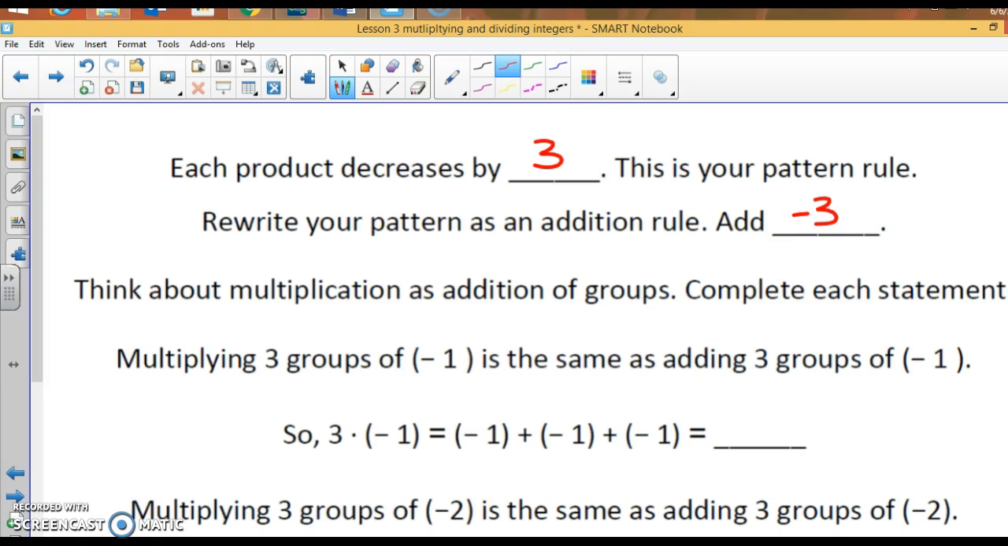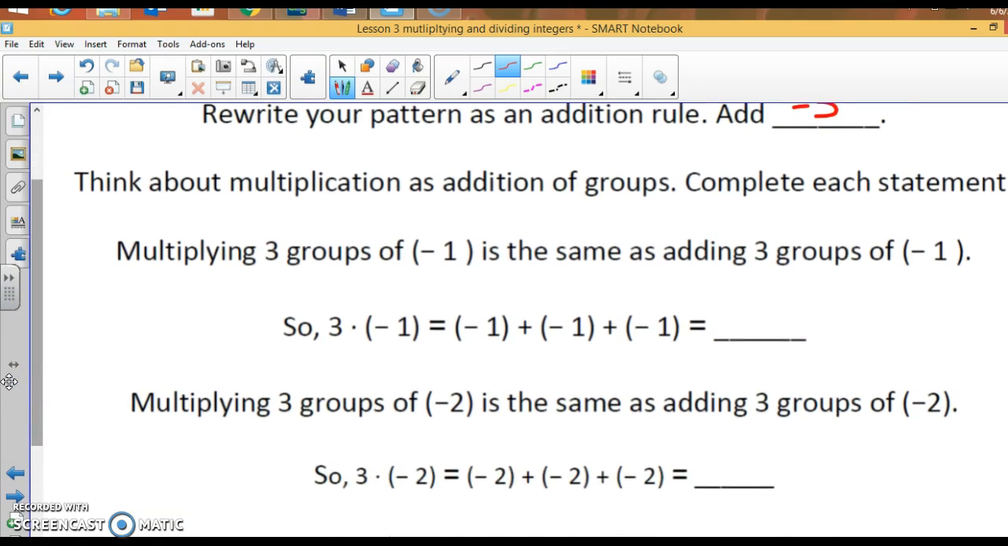Think about multiplication as addition of groups. Complete each statement. Multiplying 3 groups of -1 is the same as adding 3 groups of -1. Multiplying 3 groups of -2 is the same as adding 3 groups of -2. So this would be -3, -6.